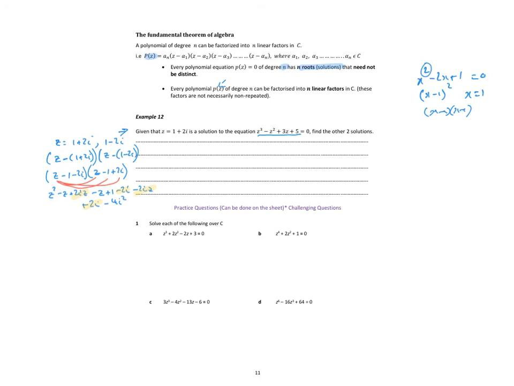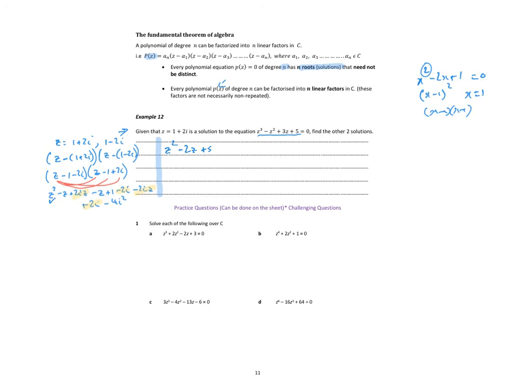Group all our terms together. I get z squared minus z minus z, which is minus 2z, plus 1 plus 4, which is plus 5. So there's a quadratic factor of that expression, z squared minus 2z plus 5.